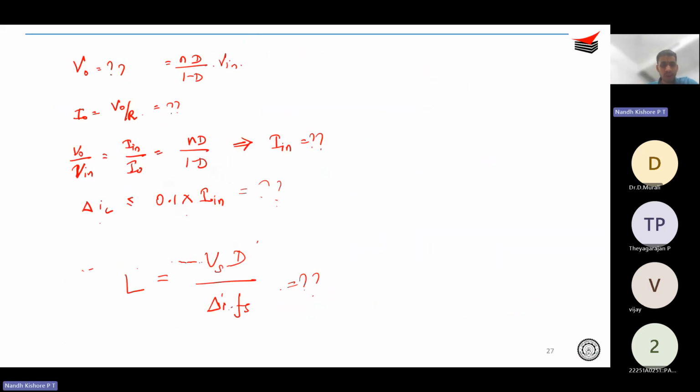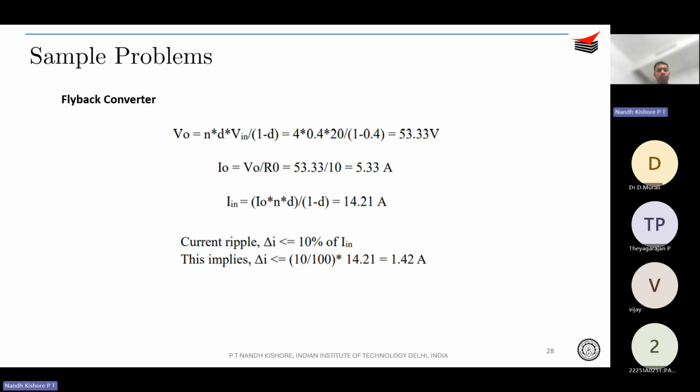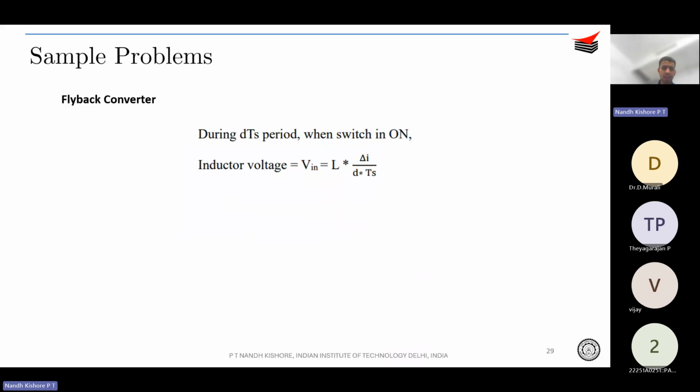So I hope this problem is clear to you guys. That is how we derived L, and we just substituted all the values. You substitute the values, that is I naught turns out to be 5.3 amperes, IN is determined, and from that you get delta I. So IN is 14.21 amperes. Therefore, delta I is 10% of that, which is 1.421 ampere. From that, as we just derived, during the DT period, the inductor voltage is Vin, L into delta I by dTs. So from that, you get L, 56.3 microhenries.